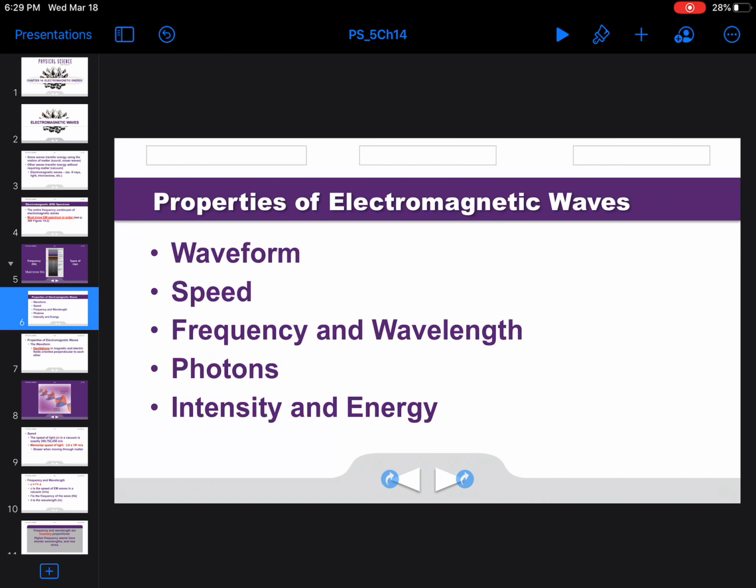Moving on, we see the properties of electromagnetic waves. There are 1, 2, 3, 4, 5 of them. You see the waveform is a property. Speed is a property of electromagnetic waves. Frequency and wavelength are corresponding. Photons are also important properties. And you see lastly that intensity and energy are corresponding properties of electromagnetic waves.